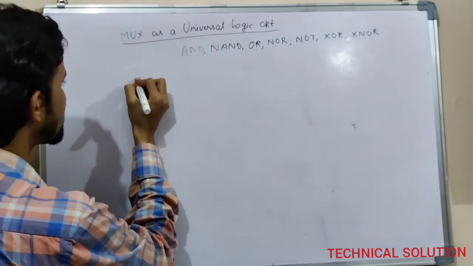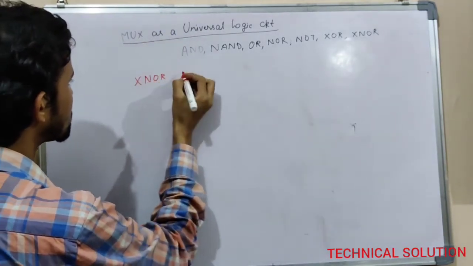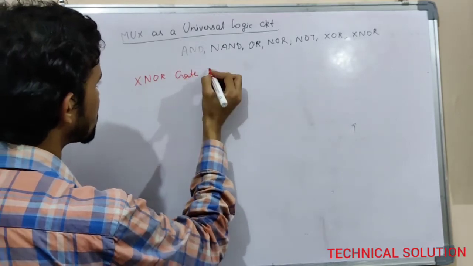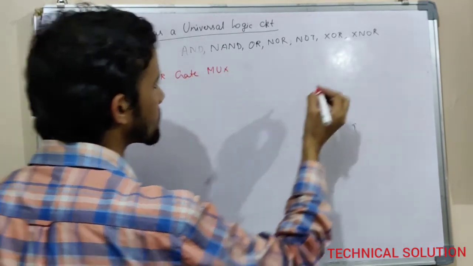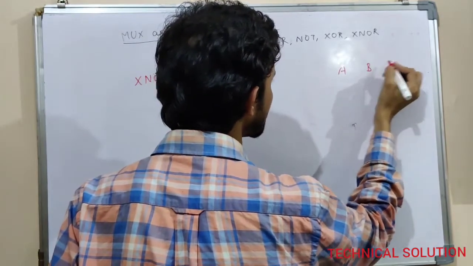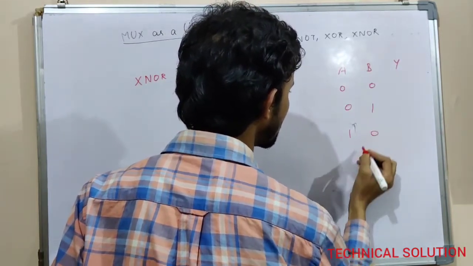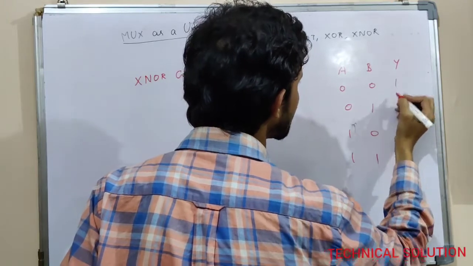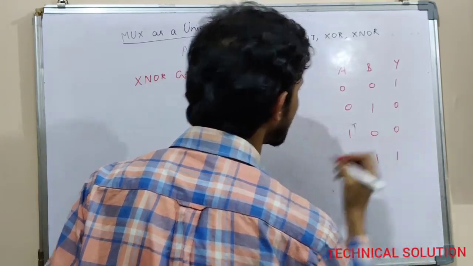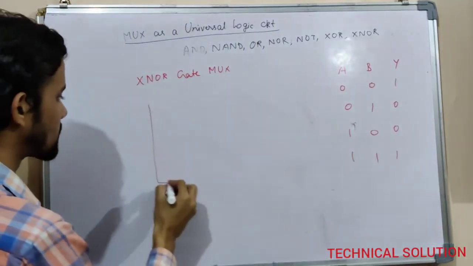Realize an XNOR gate using mux. So this is A, this is B, this is Y, 0 0, 0 1, 1 0, 1 1. Okay, the outputs are 1, 0, 0, 1. Okay, and this is a 2 cross 1 mux.